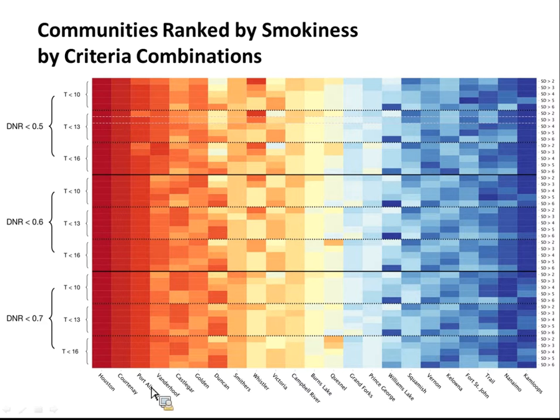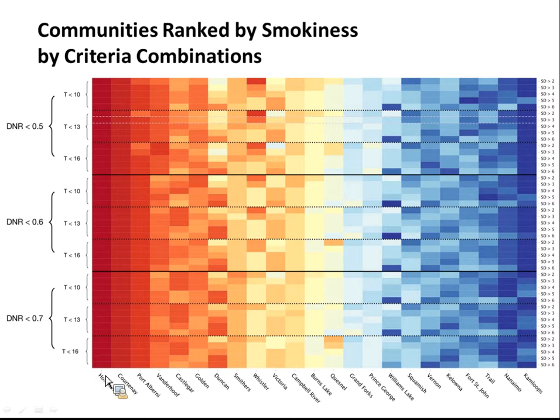These are the results for that combination of values. And here, the communities are ranked by their order for this set of results. So this is sort of the base case, and all of these other ones are sensitivity analyses around that.